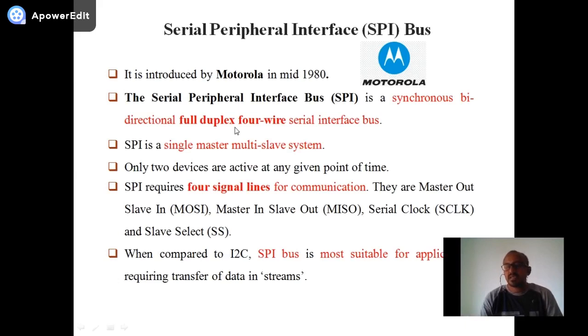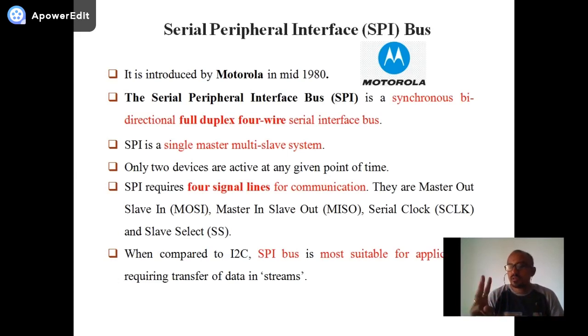Bidirectional full duplex means that at the same time the devices which are communicating with each other can transmit and receive. It is a 4-wire serial interface bus. But as compared to the previous protocol I2C, SPI is a single master, multiple slave system, and only 2 devices are active at any given point of time.